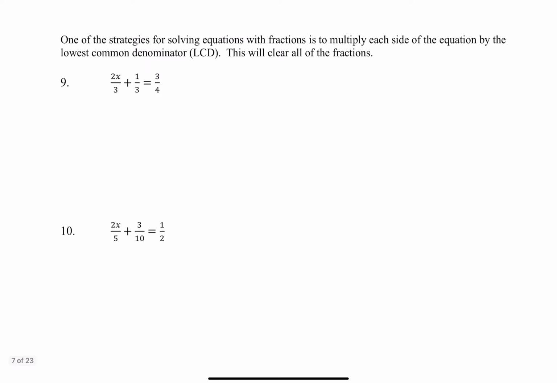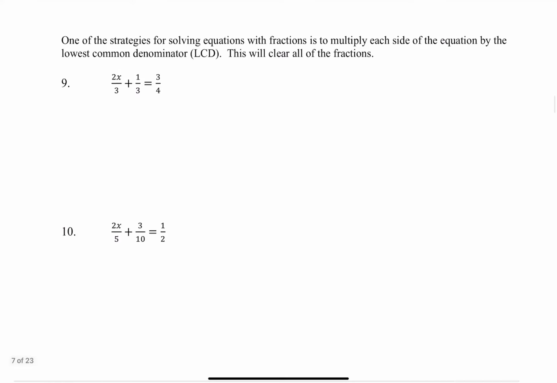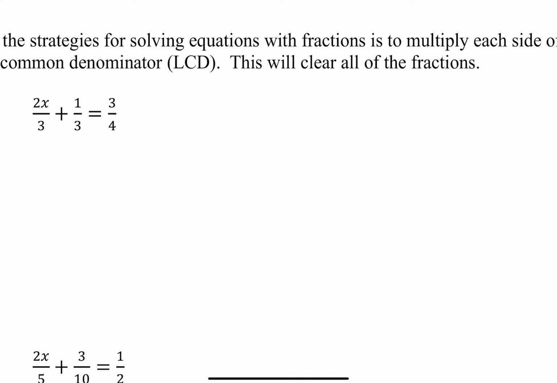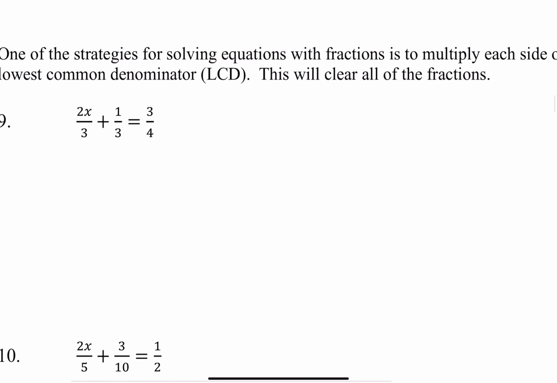One of the strategies for solving equations with fractions is to multiply each side of the equation by the lowest common denominator. This will clear out all fractions. And again, maybe just to define the lowest common denominator, it is going to be the smallest number that each of the denominators equally divide into. There's a couple ways to find it, one involving prime factorizations, but that gets a little technical.